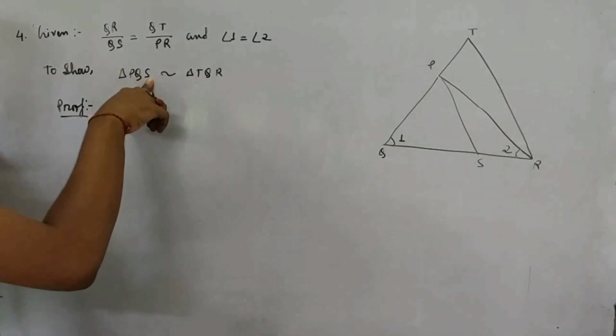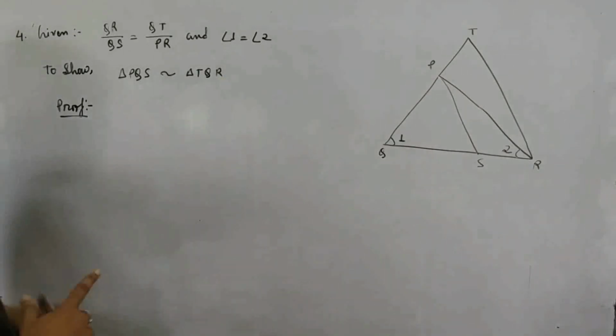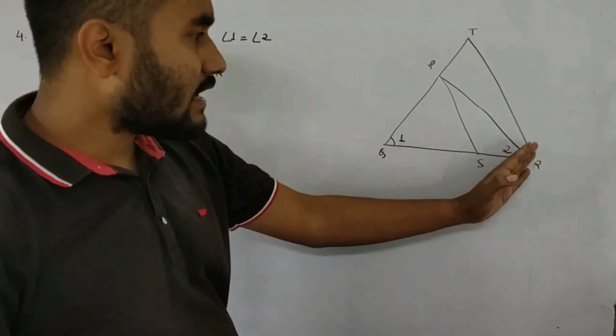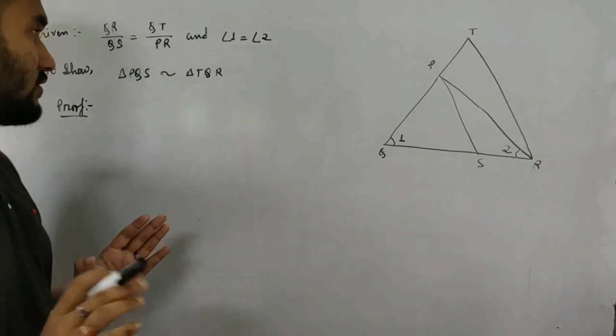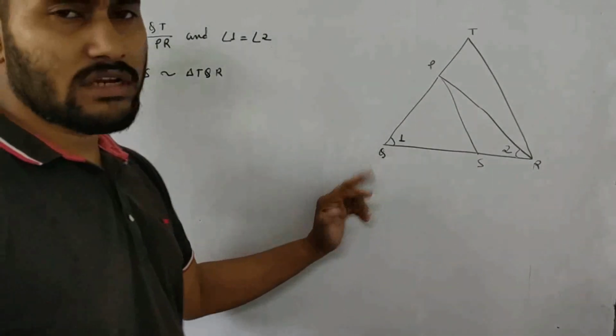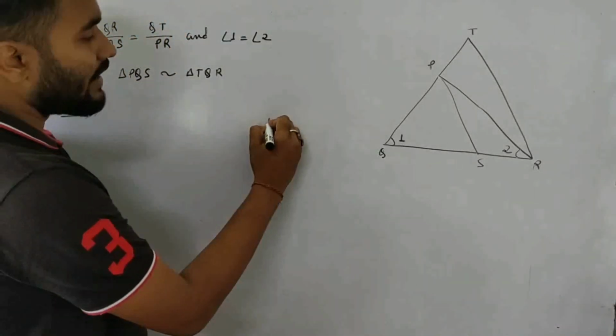Then S is equal to R. This is angle S, this is angle R. Do you know any reason for that? Again, we don't know any reason. So only for one angle we know the reason. Only for how many angles? One angle.